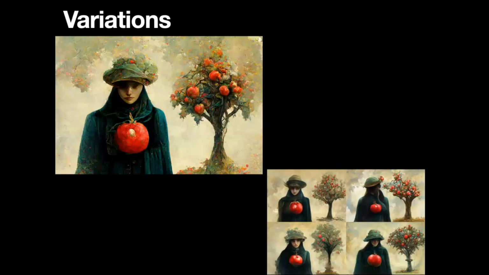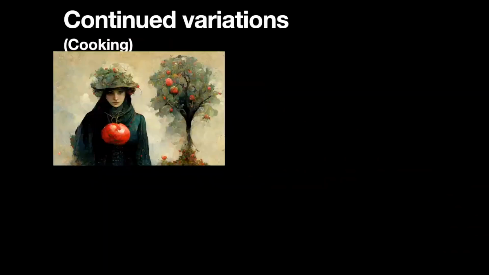So I talked about making variations. You get something like this and you say, well, I like it, but I want a little more variation. So you can ask for variations, and it gave me those 4 variations. And you see, it keeps the same basic organization of the image of the woman with the apple, but it'll change the tree, it'll change her hat, it will change her expression, it will change the way she's looking. And then you can choose to upscale a different one. So I chose one of them, and some people refer to this as cooking the image.